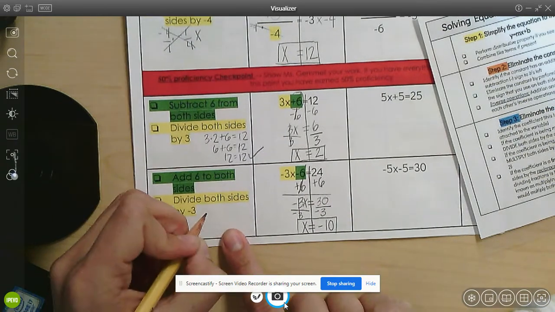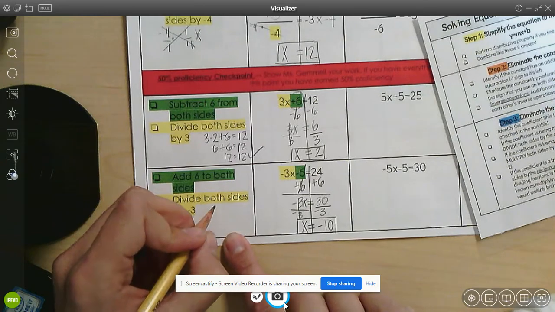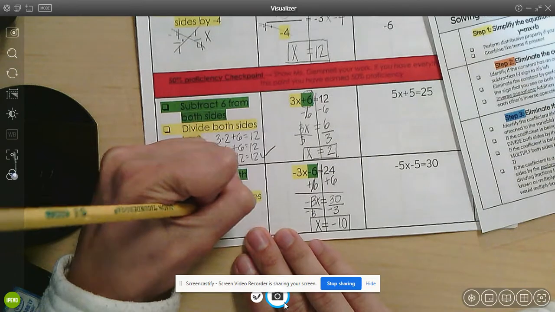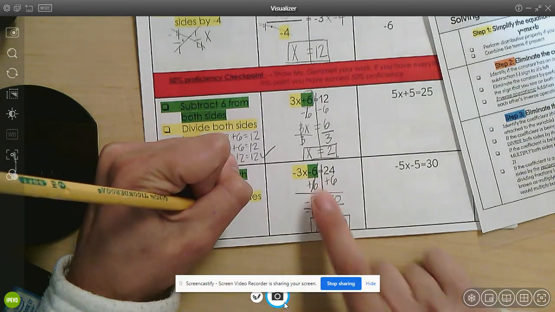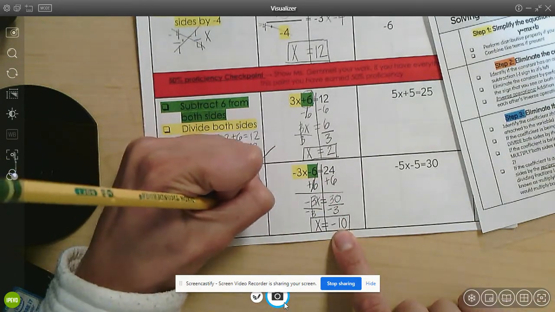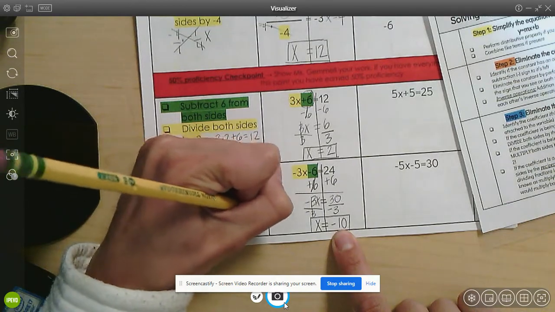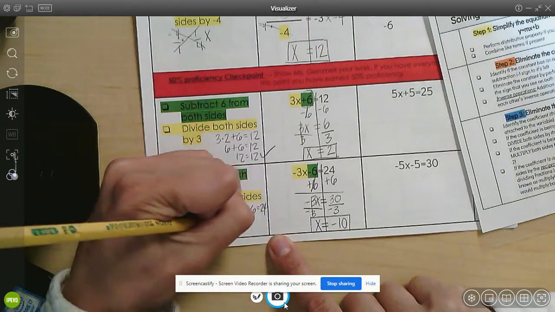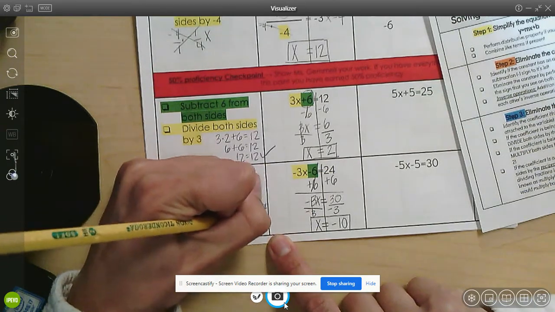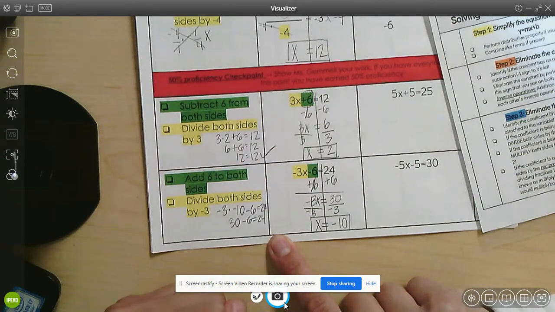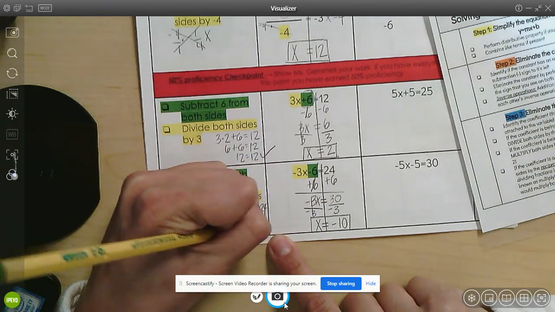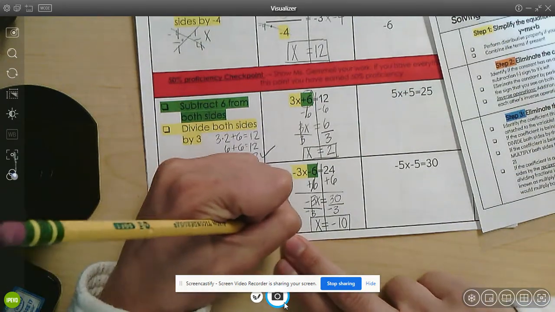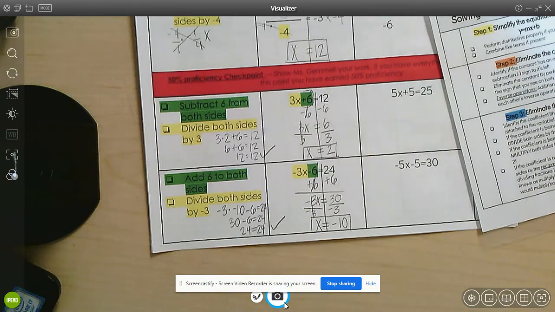Now, just to be on the safe side, I'm going to check my work off to the side over here. So my original equation was negative 3 times x, which I now know is negative 10, minus 6 equals 24. So negative 3 times negative 10 is positive 30 minus 6 equals 24. I know that 30 minus 6 is 24, which does equal 24. Because those are equal, I know I got it right. And I know I'm correct.